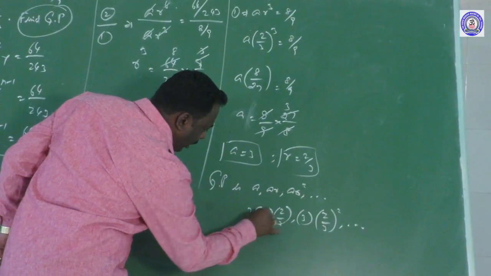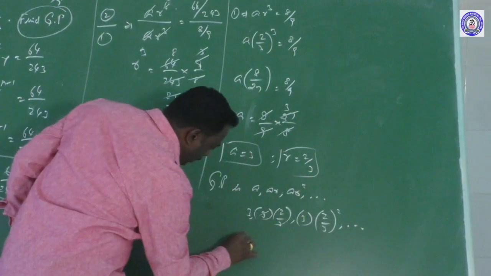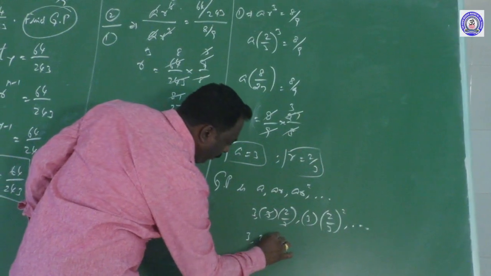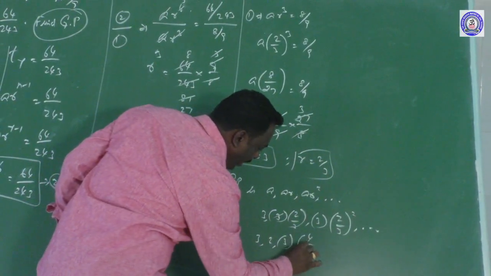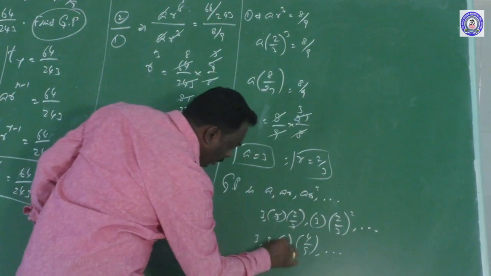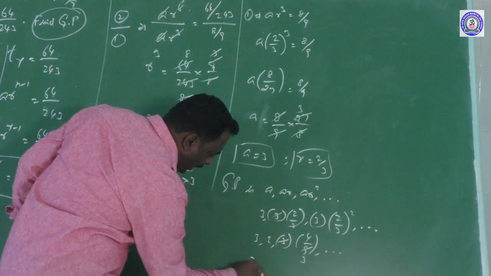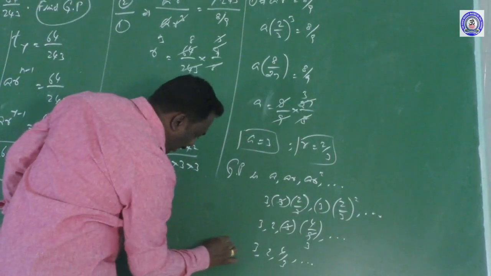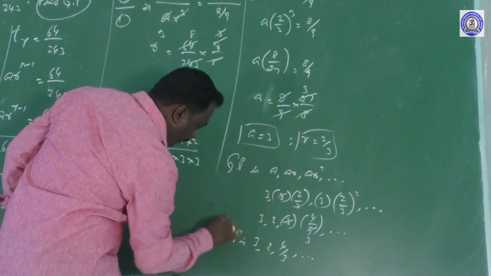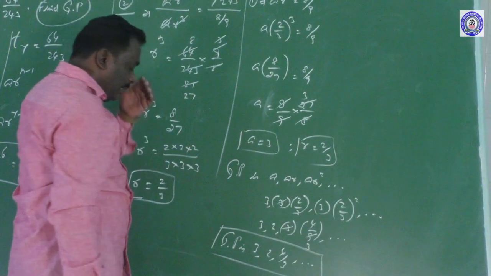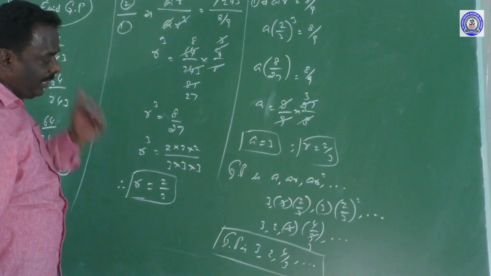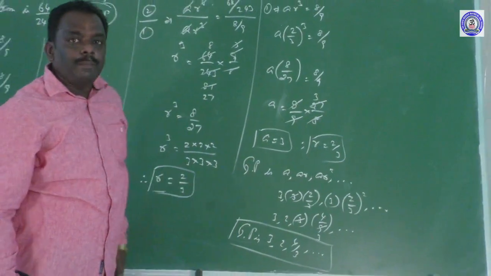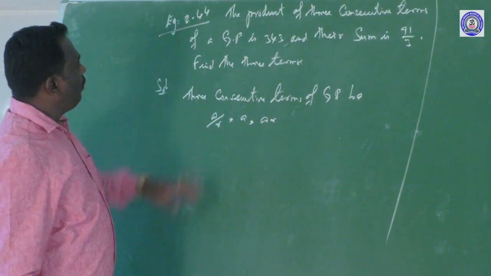Therefore these 3s are cancelled, 3 comma, cancel, 2 comma, 3 into 4 by 9 comma etc. Now cancel by 3. Therefore 3 comma 2 comma 4 by 3 comma etc. Therefore the GP is 3 comma 2 comma 4 by 3 comma etc. That is the GP.